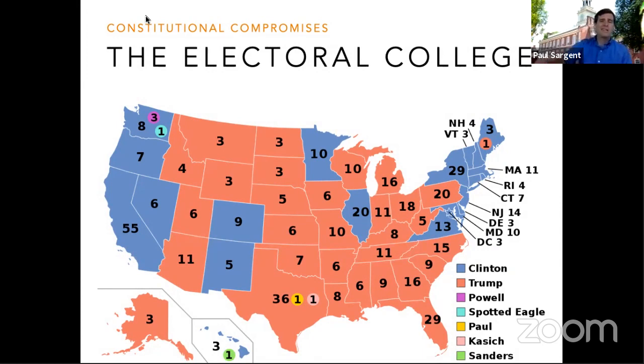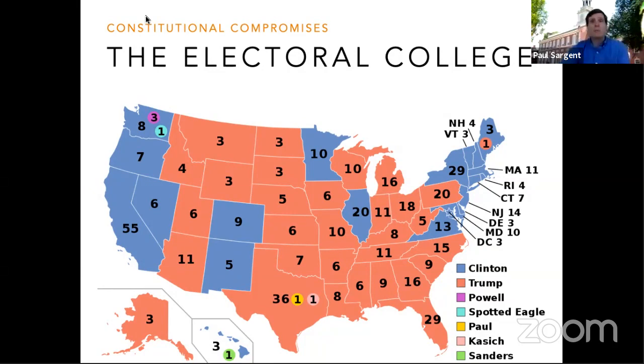So that's why you can look at this map. This map is from 2016, right? And so you've got Clinton in blue and you've got Trump in, it's supposed to be red. It's not quite red. But then you've got Spotted Eagle, who got one electoral vote from Washington, not because the people of Washington voted for Spotted Eagle, but because the elector from that state decided to vote for Spotted Eagle as a protest vote. And because electors, according to the Constitution, can vote for whoever they want to. Let's not get into that whole mess right now, though.